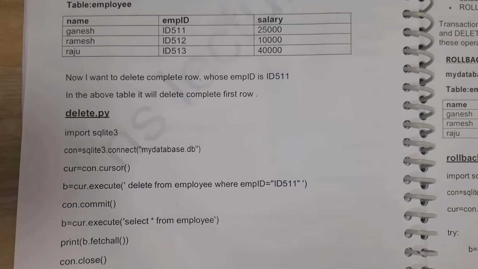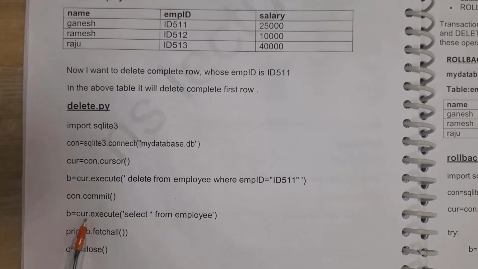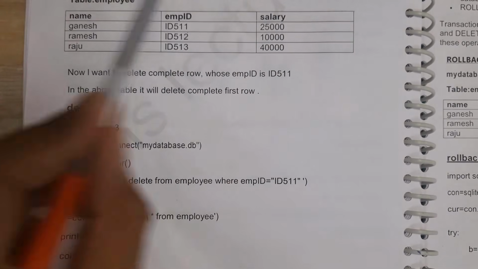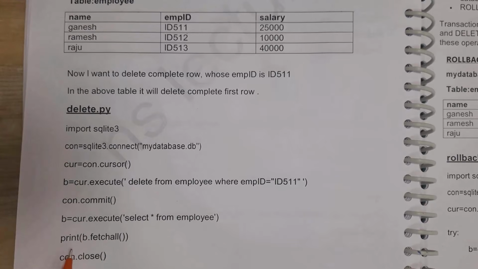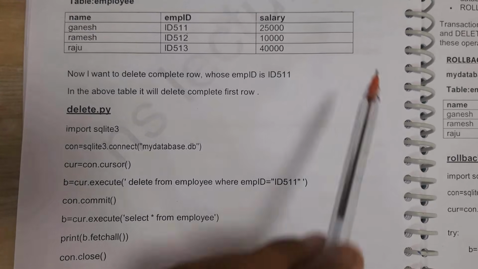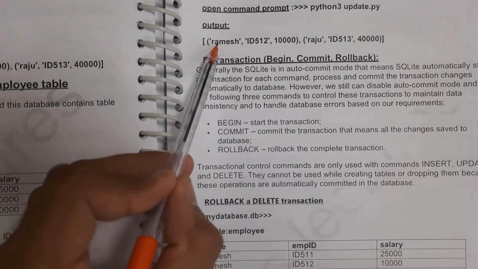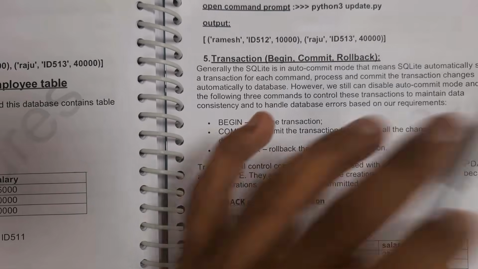And next I want to read this data. So just take the variable name b equal to cursor.execute. Inside the execute method, I want to select this complete employee data. So just write here select star from employee. Whenever you run this line of code, all this data is stored in variable b, and whenever you write print b.fetchall, it will display this complete output in the form of a list. It deleted this complete row. So I'll get output of only 2 rows: Ramesh, ID 512, salary 10,000, and Raju, ID 513, and 40,000.